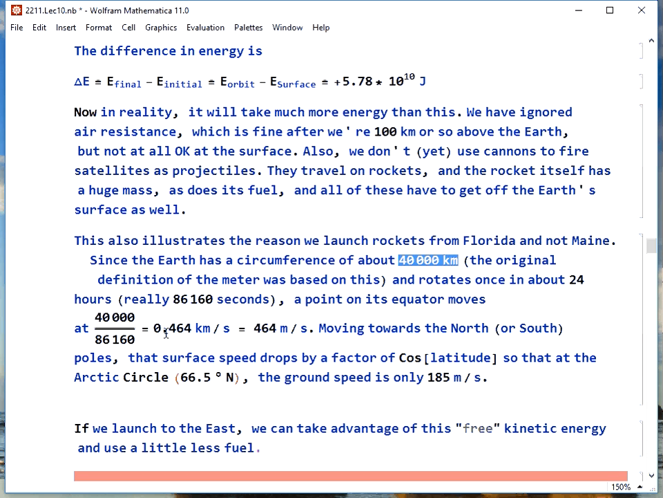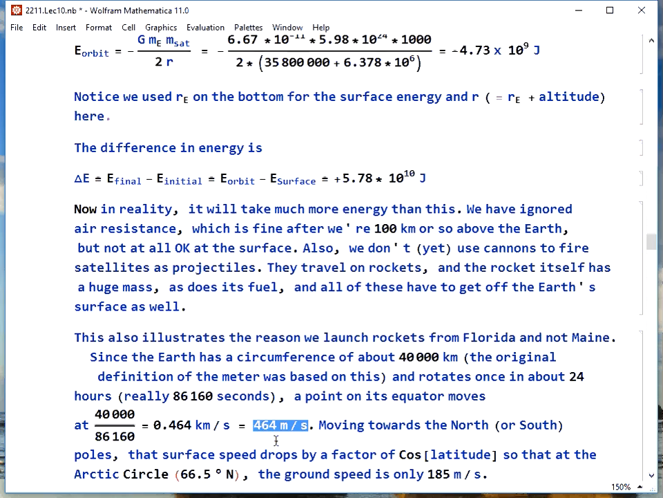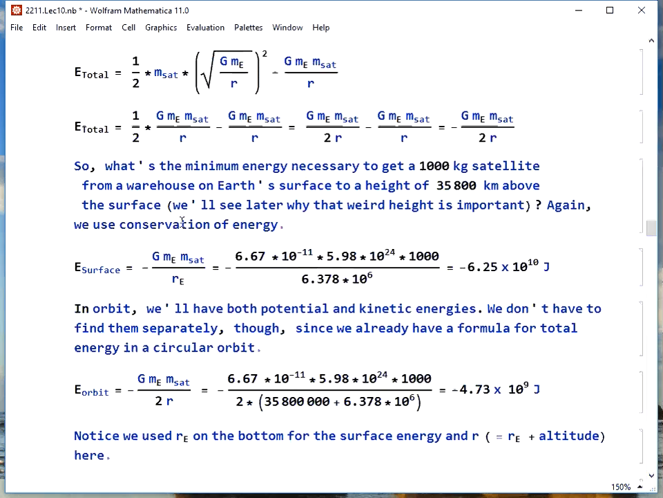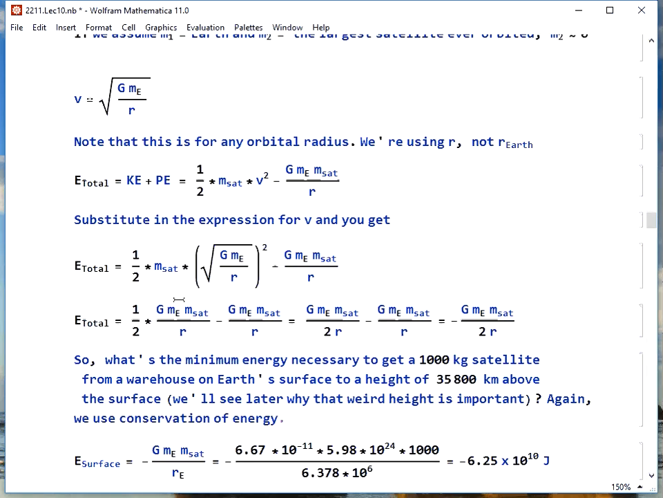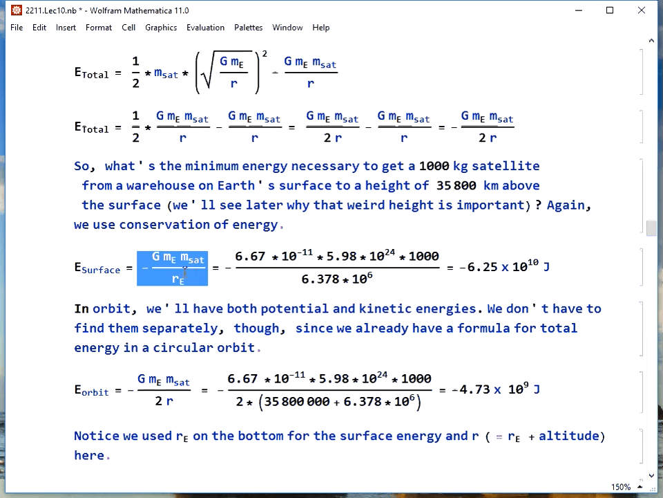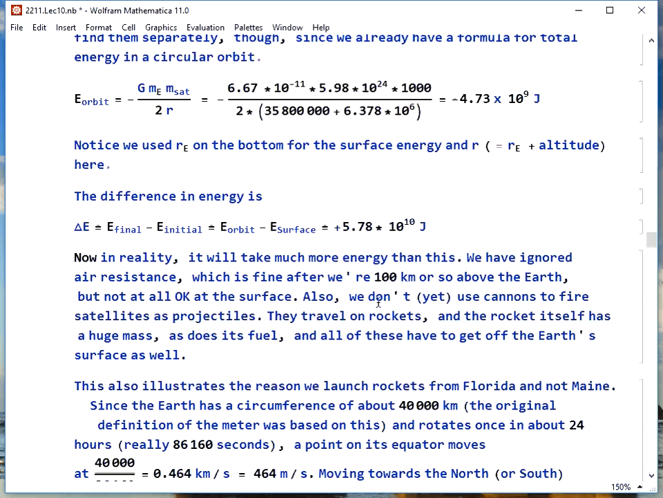So a point on its equator moves at 464 meters per second, which is faster than the speed of sound. As we move towards the North or South Pole, the surface speed drops by a factor of the cosine of the latitude, so if we're up at the Arctic Circle, the ground speed is only 185 meters per second. If we launch a rocket to the east, we get to use this free kinetic energy, and it'll take a little bit less fuel. We would put that here in the total energy on the surface. So we would make this a little bit less negative.